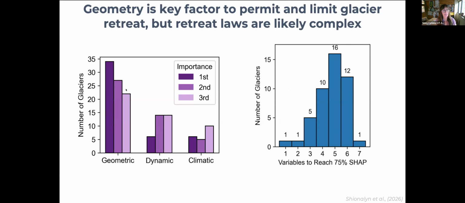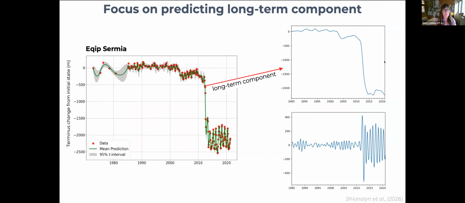But it's not so simple to say that you can just use geometry to predict your terminus change, because this shows the number of variables that are needed to reach a 75% match to the observed terminus change. And so it says that you need between 5 and 6 variables to get to 75% of the observed terminus change. So it suggests that geometry is a very key factor controlling the magnitude of terminus change, but that retreat laws or parameterizations are going to be complex combinations of different parameters for different glaciers.